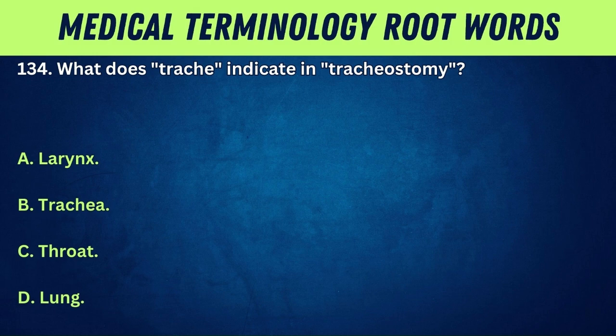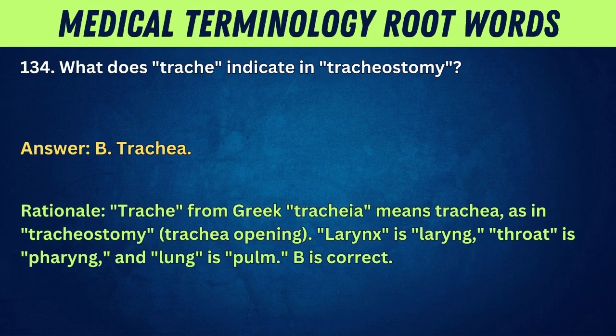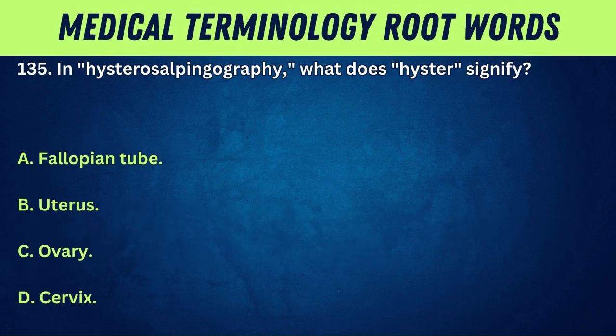134. What does trache indicate in tracheostomy? A. Larynx. B. Trachea. C. Throat. D. Lung. Answer, B. Trachea. Rationale. Trache from Greek trachea means trachea, as in tracheostomy, trachea opening. Larynx is laryng, throat is pharynx, and lung is pulm. B is correct.